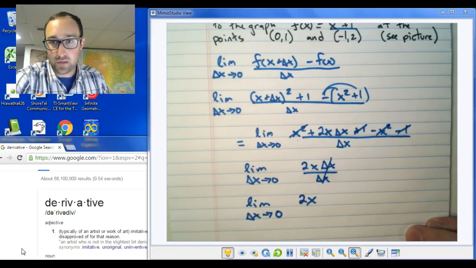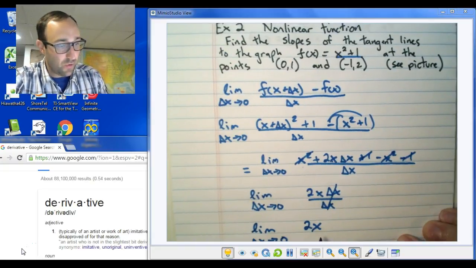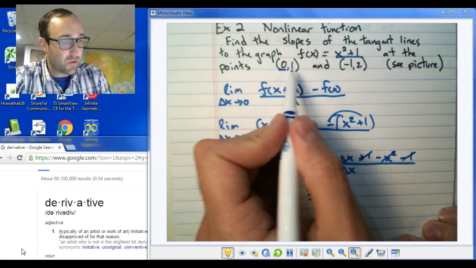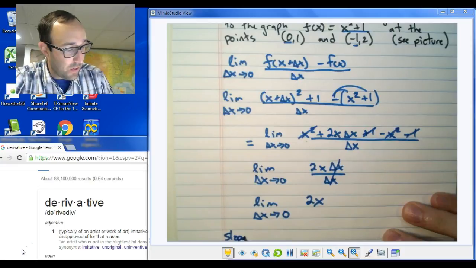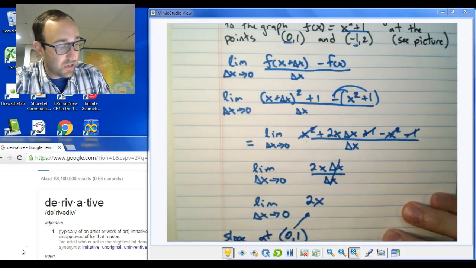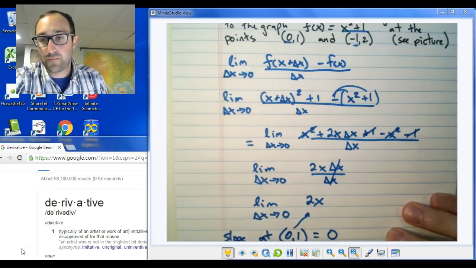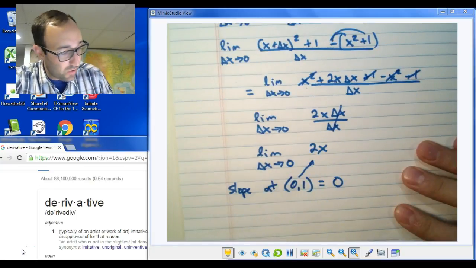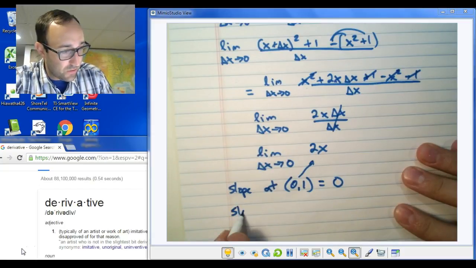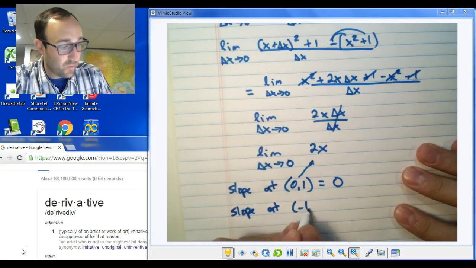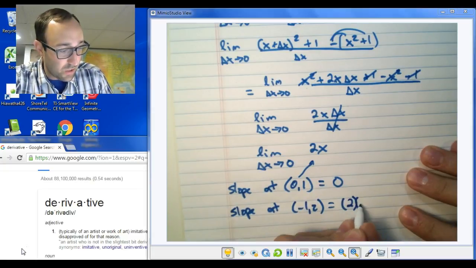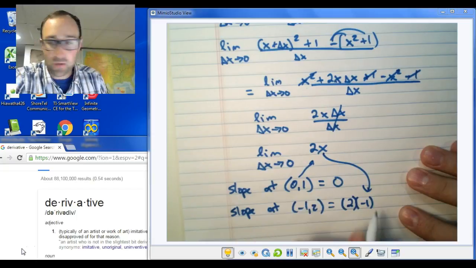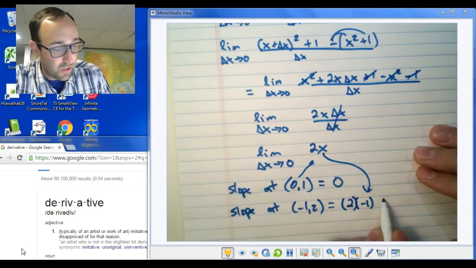Alright, so if we go back through and look at these, the x value for this one is 0, and the x value here is negative 1. So let's say, what's the slope at 0, 1? Well, I put in 0 for x, and I get 0. Okay, what is the slope at negative 1, 2? Well, I plug in 2 times negative 1, right? I'm going to take this thing, 2 times x, 2 times negative 1, and the slope should be negative 2.